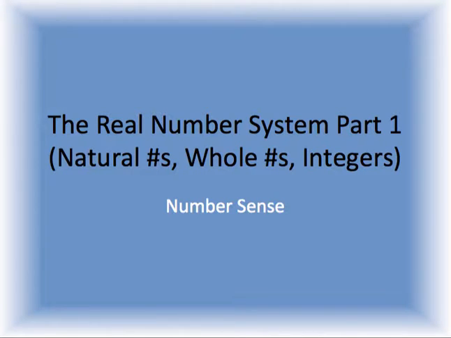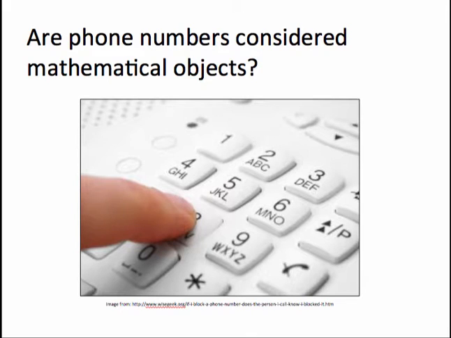In part one of two videos on the real number system, we will explore the most simple and basic sets of the real number system, being the natural numbers, the whole numbers, and the integers. Before we go over the subsets of the real numbers, let's think about what it means to be a mathematical object to begin with. Let's think about this.